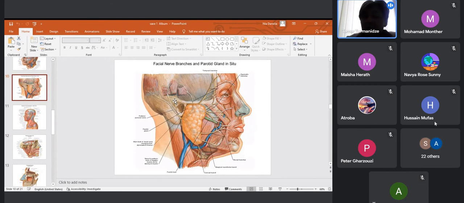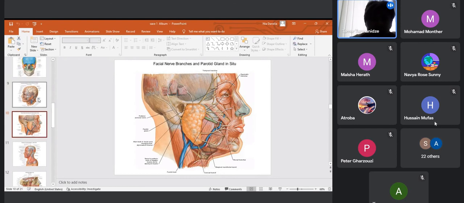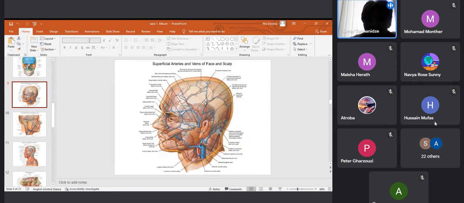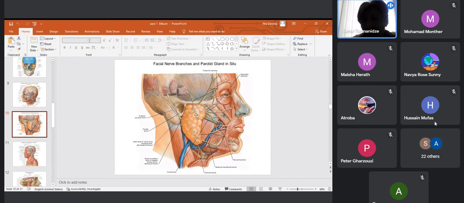In the parotid gland pass the following structures: facial nerve, retromandibular vein, and superficial temporal artery. So the structures which are located through the parotid gland are the retromandibular vein, superficial temporal artery, and facial nerve. Facial nerve is shown on this picture.